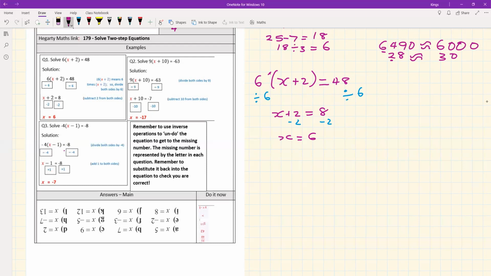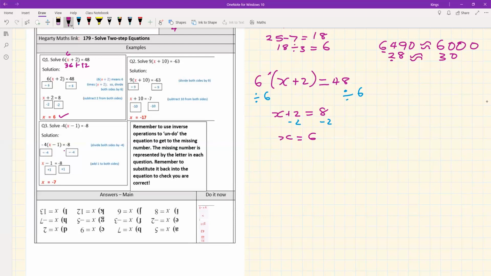Now, if you put that right back into the original equation, if you substitute for x, which is 6, 6 times 6 is 36, and 6 times 2 is 12. Okay, 36 add 12 is 48, so x is 6.